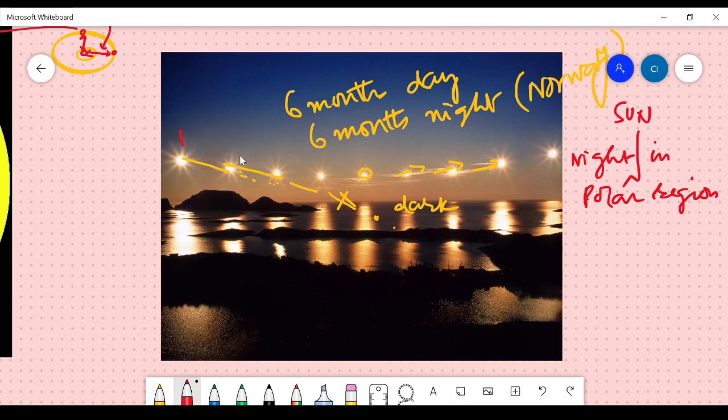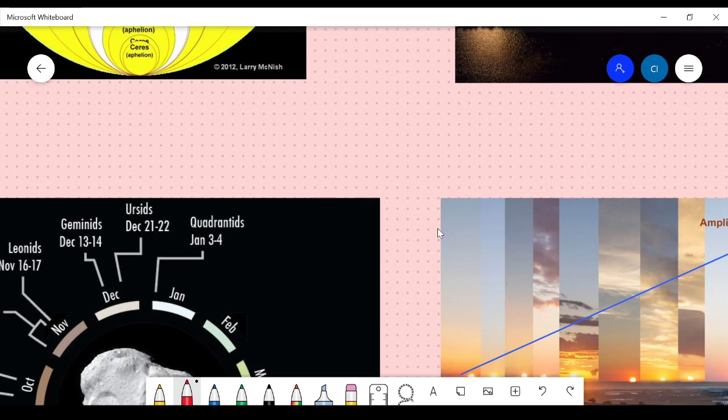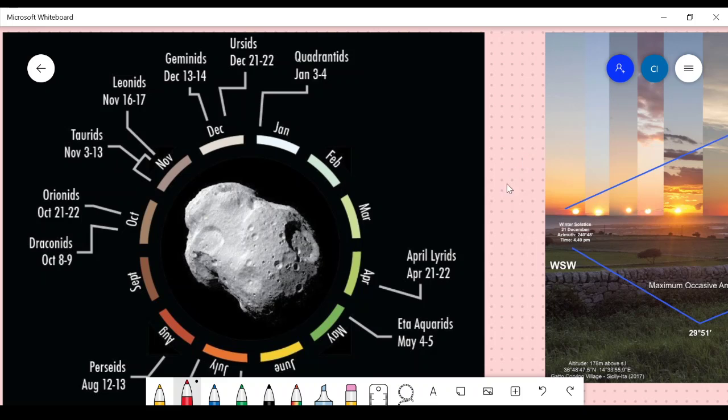So this is 1, 2, 3, 4, 5, 6, 7, 8, and 9. So 9 photographs were taken and merged to explain the curvature of the earth like this, and the sunset in the polar region. So this graph is also able to explain how you can present a particular large amount of data.